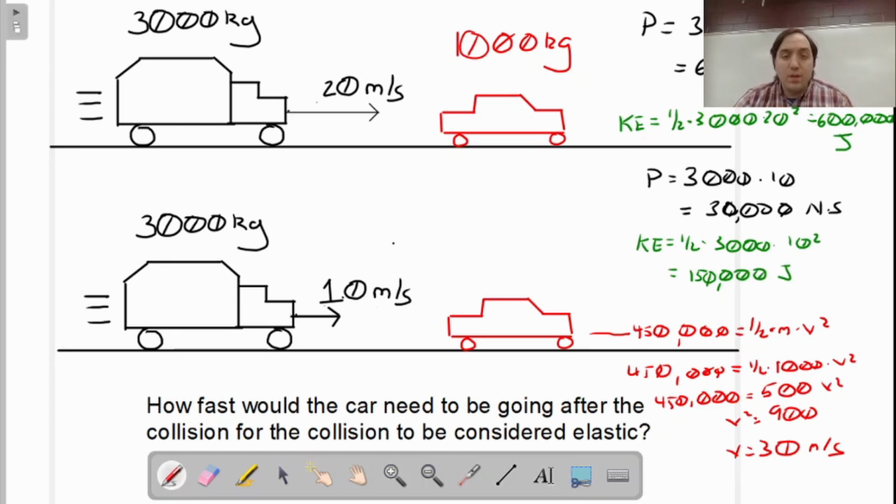If I look at the car then, 450,000 joules would equal 1/2 m v squared. I solve for v, I get 30 meters per second. And as a quick check, I can go 30 times 1,000 gives me 30,000. 30,000 from the red car plus 30,000 from the black truck means that my momentum is also conserved.